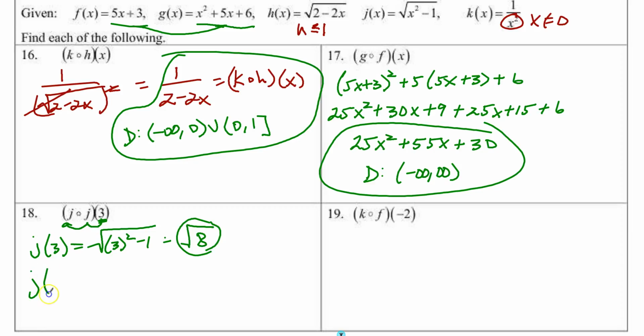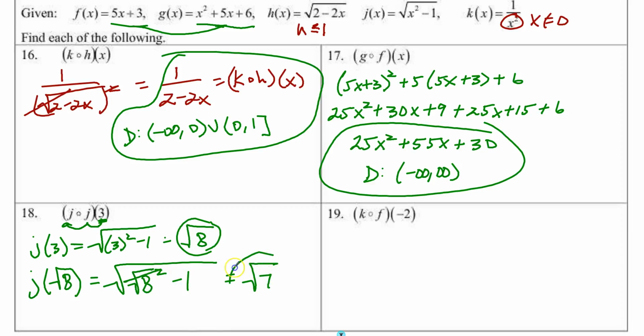I'm going to plug in J of the square root of 8 now. That's going to be the square root of the square root of 8 squared minus 1. Those cancel out. I get the square root of 7.